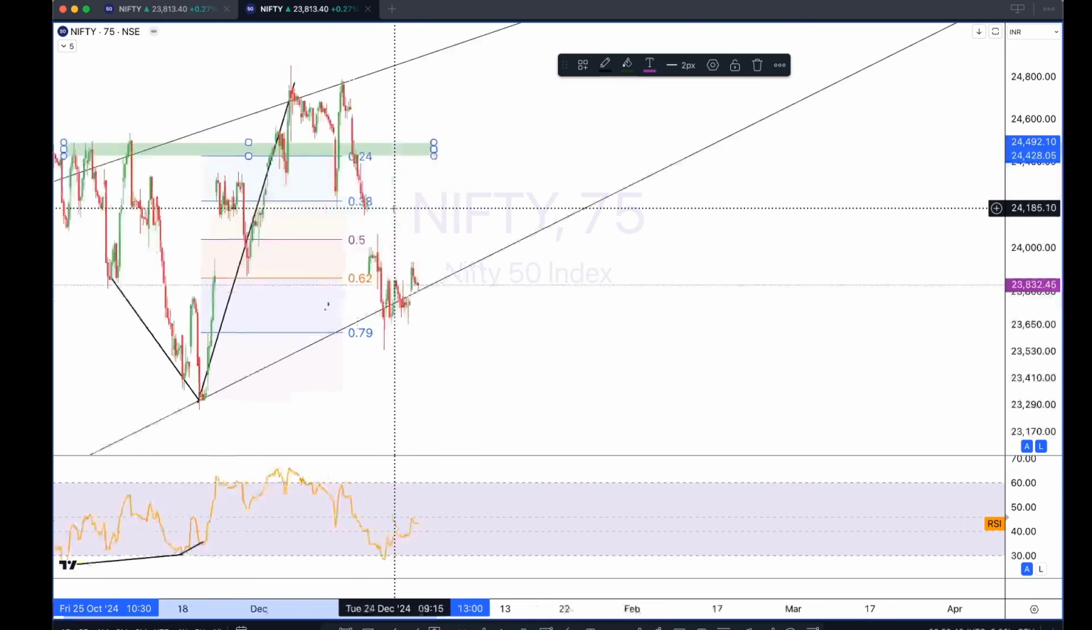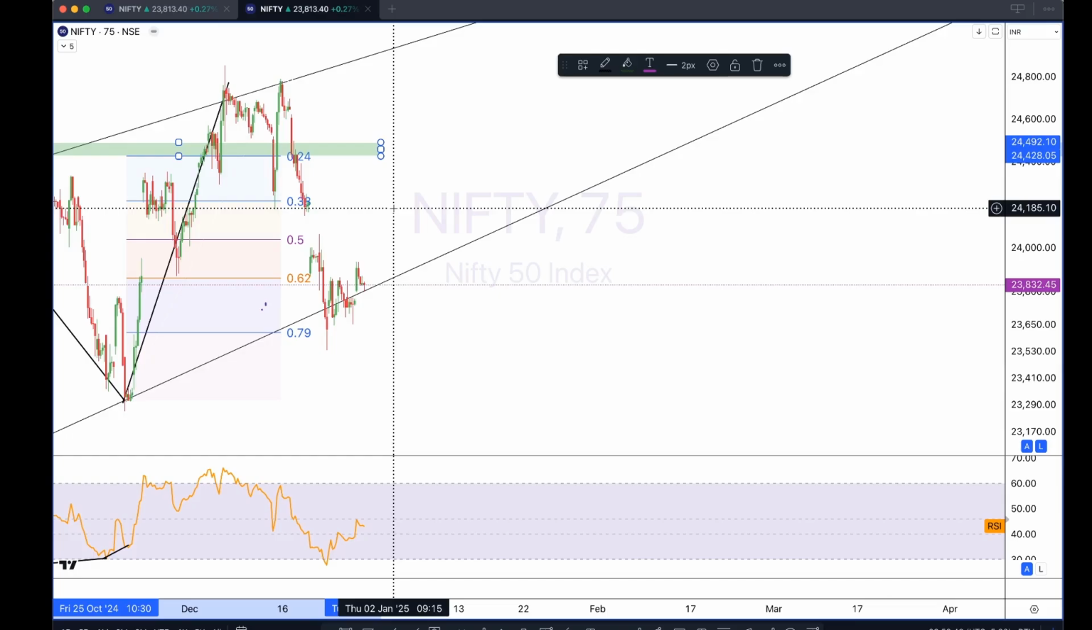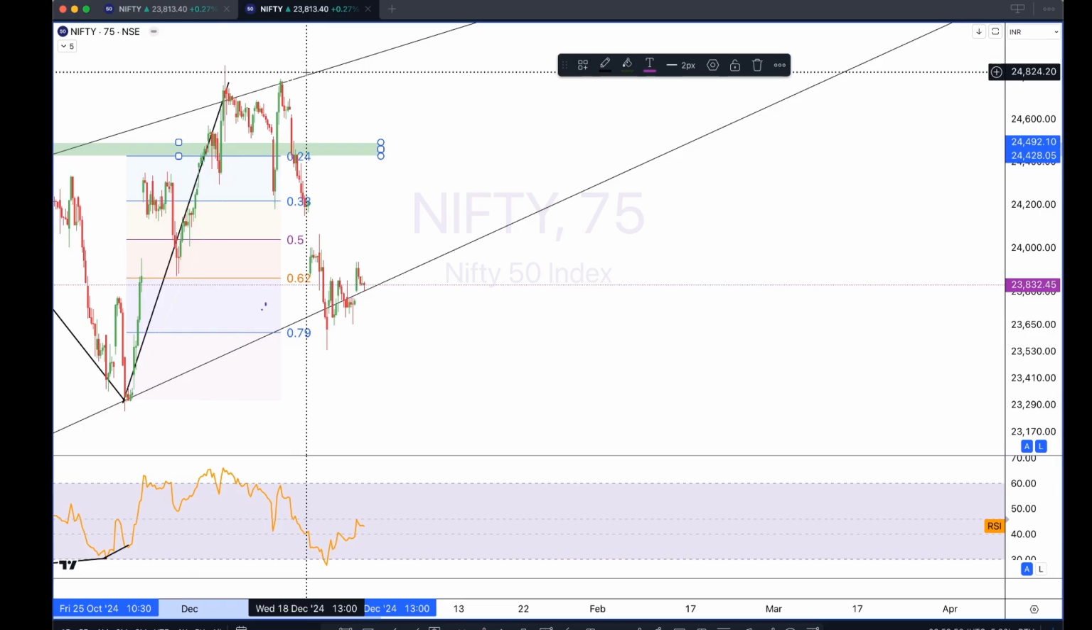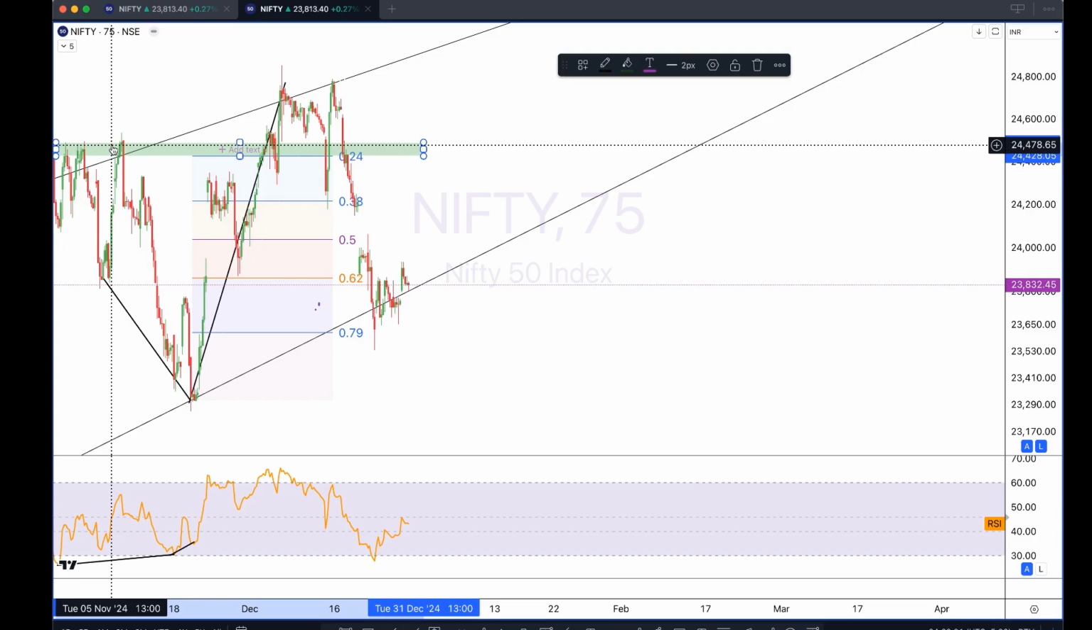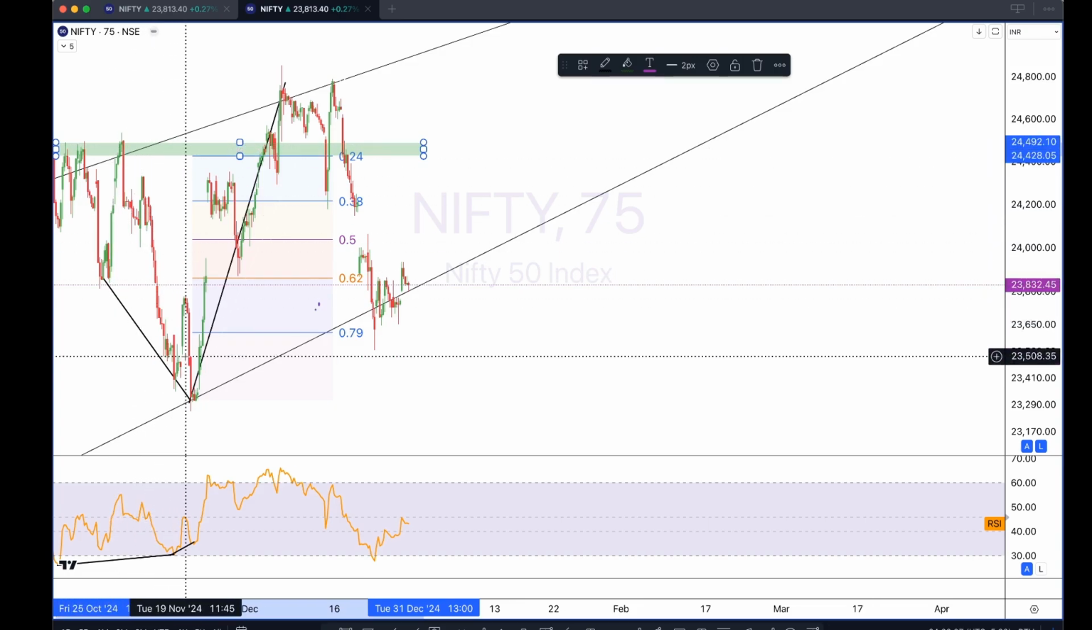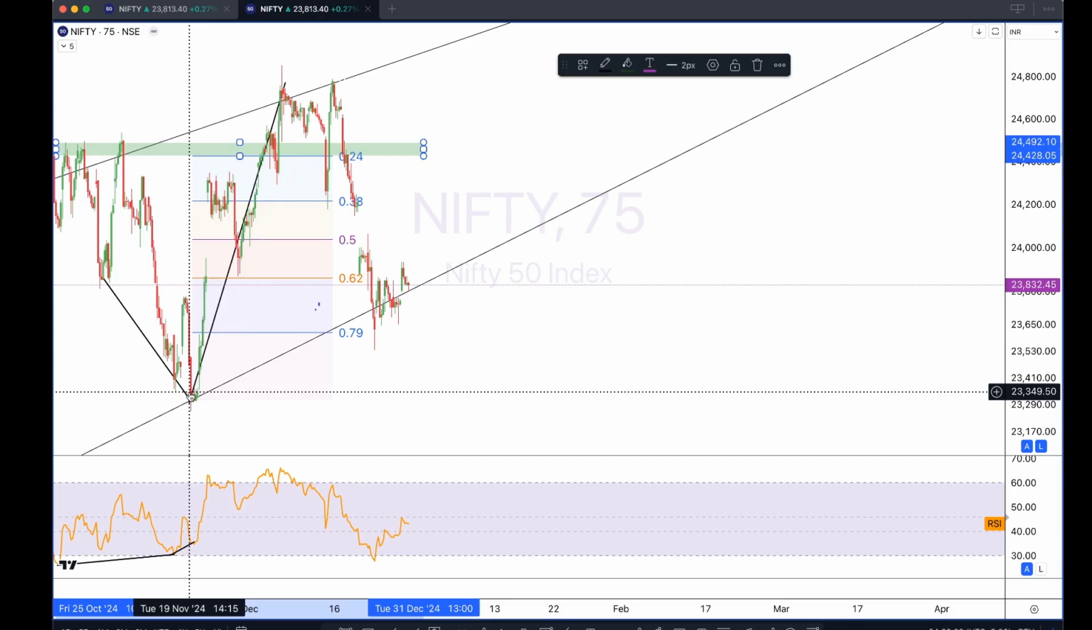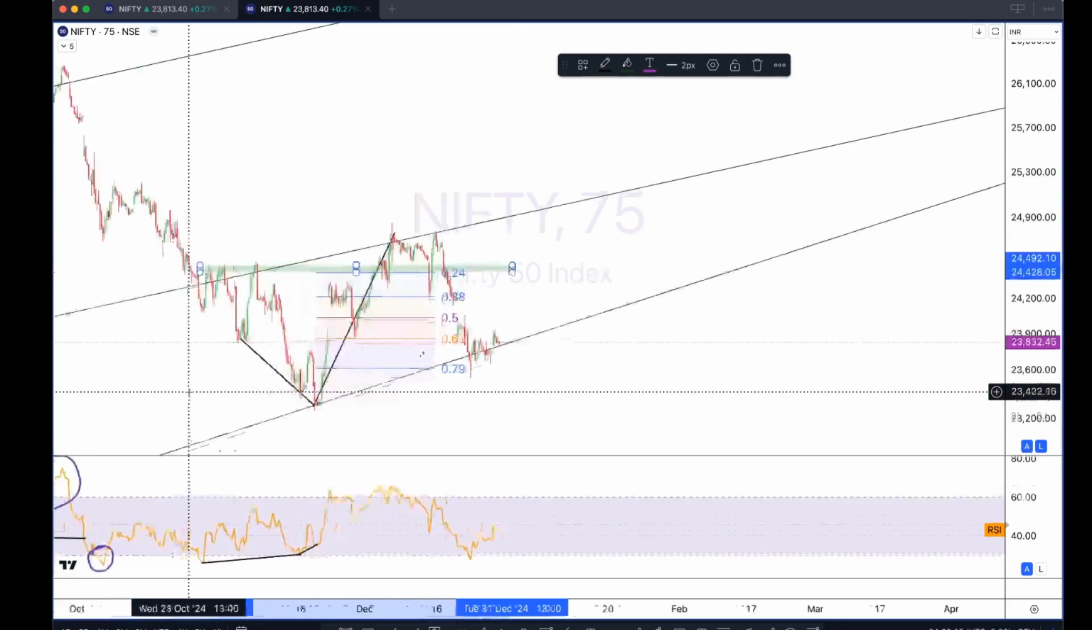Now, typically, when a stock or an index, any underlying, establishes a higher high, it can do one of two things if the trend is to continue. It can either pull back to the previous high level, which in this case would have been 24,480 approximately, or it goes back to retest the previous low. As long as it doesn't breach the previous low, we can expect that the reversal can continue.